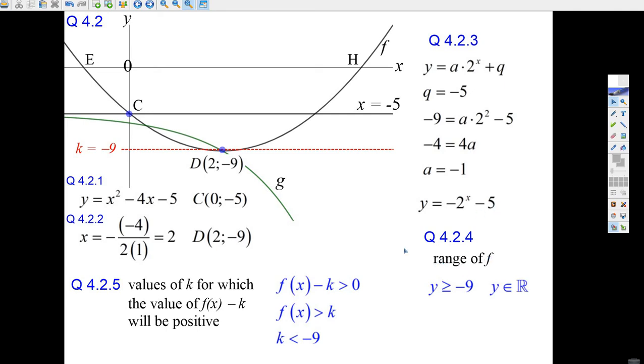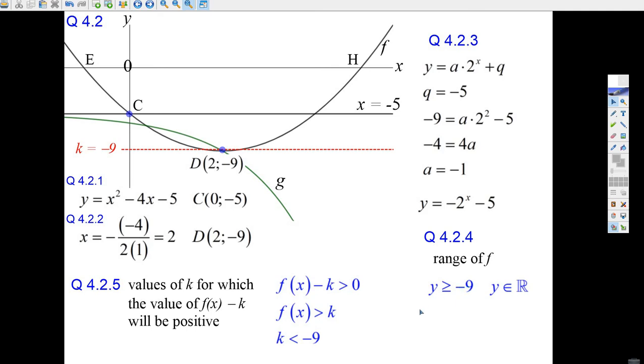The next question is, what's the range of f? And if you knew that range means all the possible values of y, it's really easy because you're looking at this parabola. Y can be anything above minus 9, but it can't be anything below. So the range of f is y is greater than or equal to minus 9.